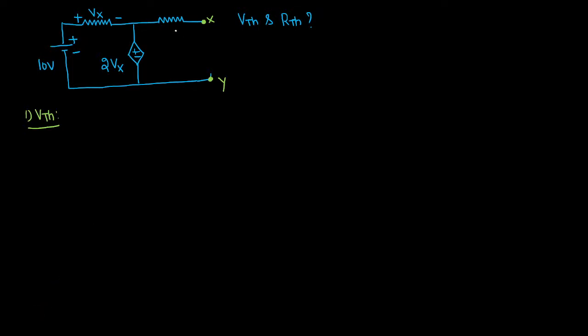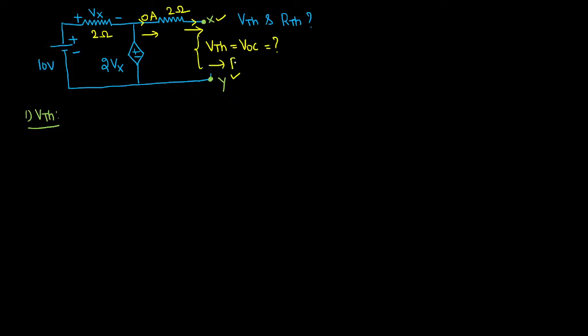Step number 3: we have to identify the value of VTH across this X and Y terminal. So we know this VTH is also called open circuit voltage. Let us calculate this value from here. Since it is open circuit, what is the current through this line? Anyone? So this is 0 ampere. Why? Because between the terminals X and Y we have an open port.